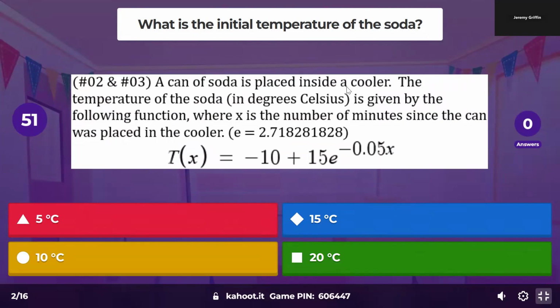A can of soda is placed in the cooler. The temperature is given by the following function, where x is the number of minutes since the can was placed in the cooler. e is the special number, 2.718 something. Right. So the question is, what was the initial temperature of the soda? Initial temperature.